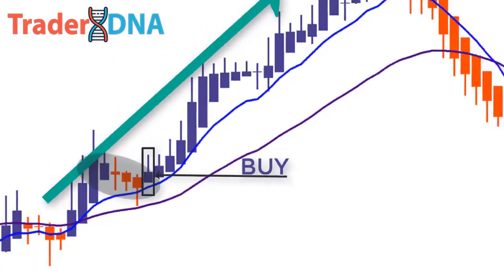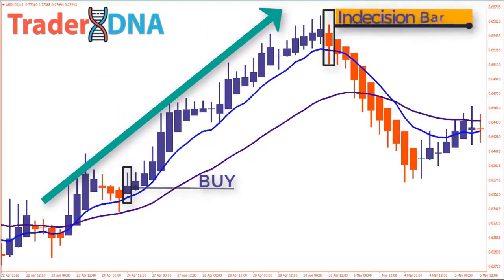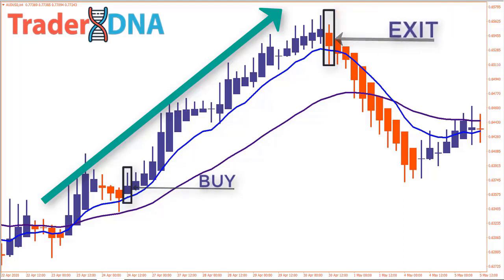Price did go up further before an indecision Heikin Ashi bar is formed. Immediately after the first indecision Heikin Ashi bar is formed, the next bar after that is a bearish Heikin Ashi bar. That's the signal to exit out of the trade. And fortunately for us, price did eventually go much lower after we exited the trade.